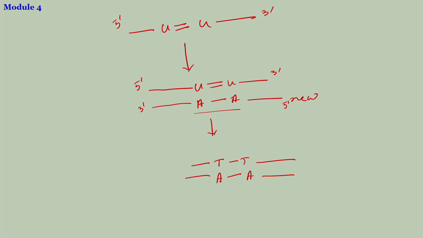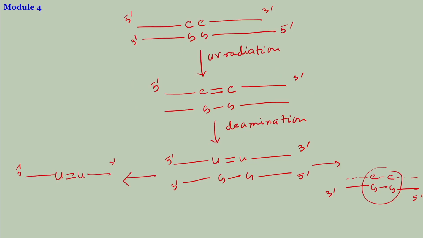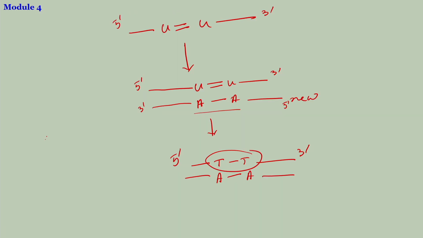So, what you get here, 5 prime to 3 prime strand, are thymine thymine. What did you have originally? Originally you had, in the 5 prime to 3 prime strand, a cytosine cytosine. So, you are getting a double point mutation. So, cytosine cytosine into thymine thymine, double mutation or double point mutation.